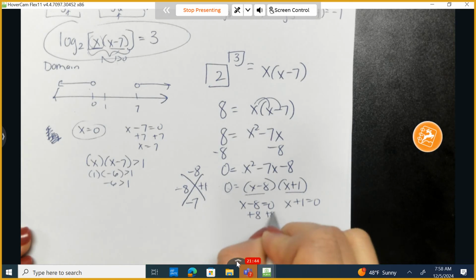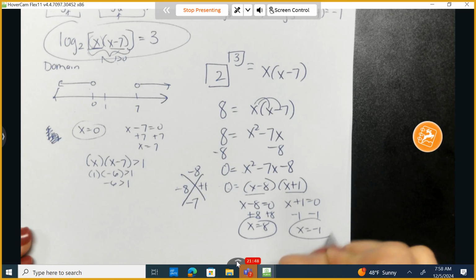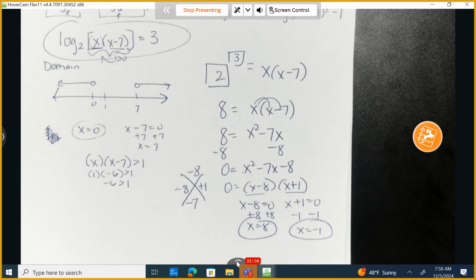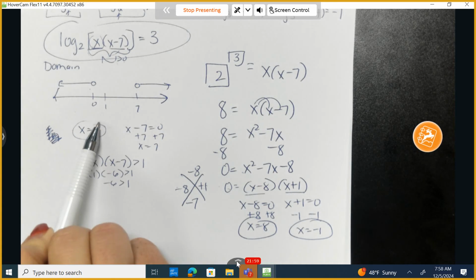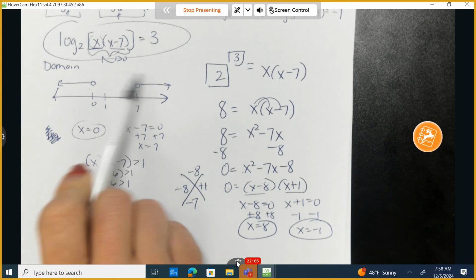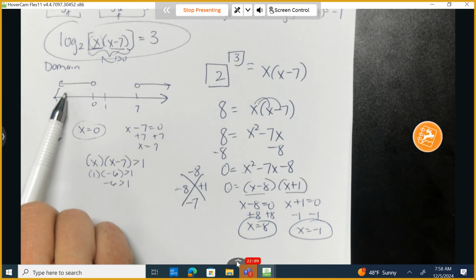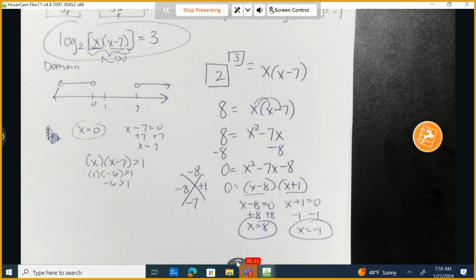So I believe that one answer is 8. I believe another answer is negative 1. Now, when I choose that, I have to go back and think to myself, do they both work? So this is what I see for my domain, but I actually want to plug it in as well to see if it works. So let's check. Is everybody ready? Here we go. Is 8 in this region? Okay, it is. Is negative 1 in this region? It is.